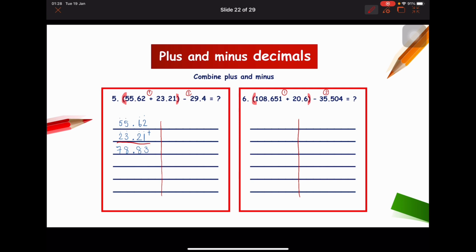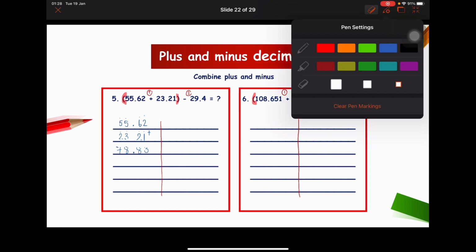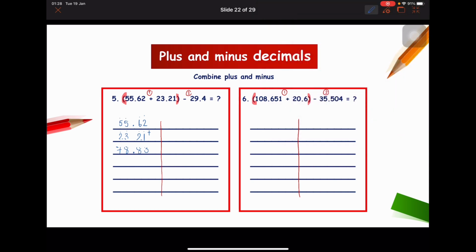Next. You get the answer from the parentheses already. And then I want you to think about the second step from question number 5. The second step is you write down what is the answer in the parentheses.